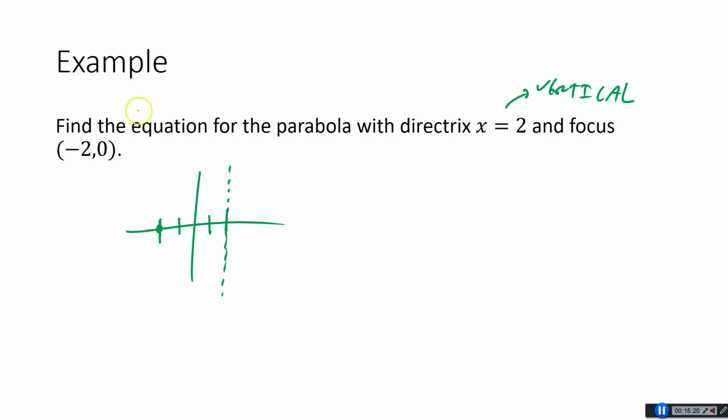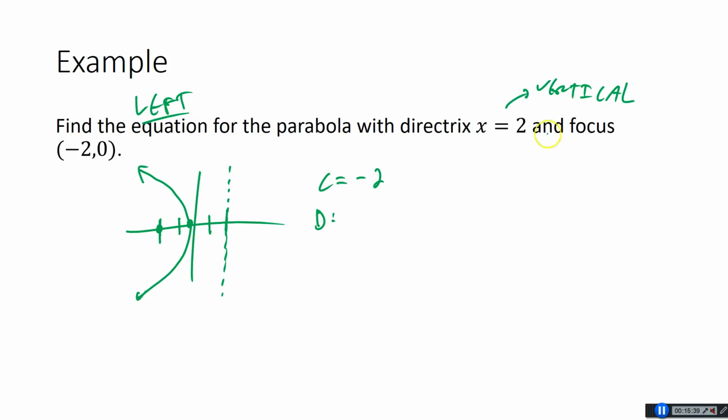So how is this thing opening? This thing is opening left. Notice I learned that just by graphing, right? I drew a picture of what I knew. Okay, so we're opening to the left. C is -2, right? C is -2 because we're opening left. Our focus is negative. It's on the left side.